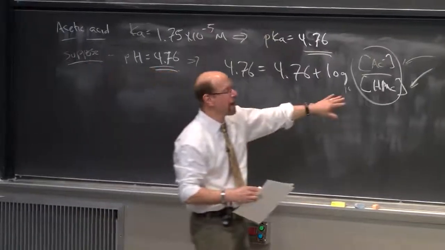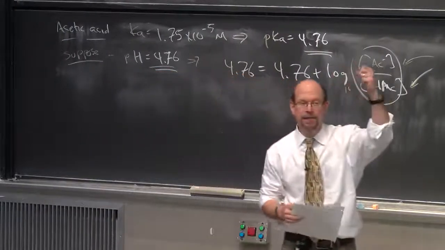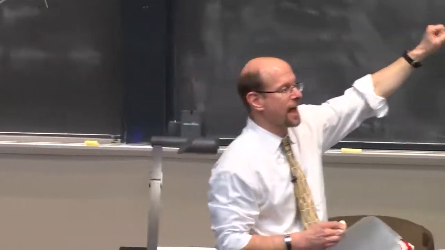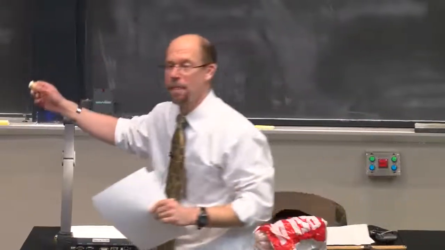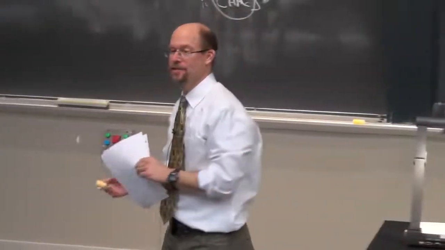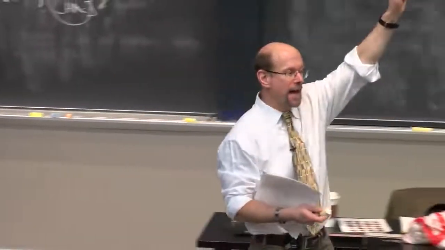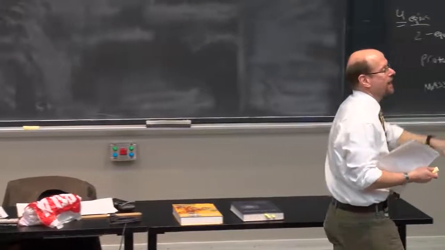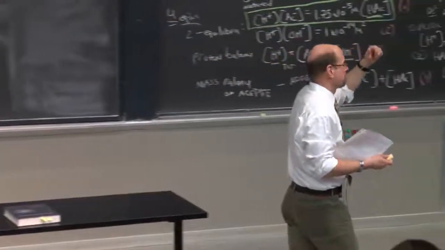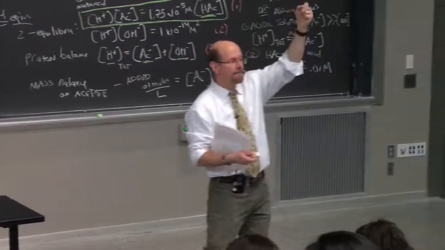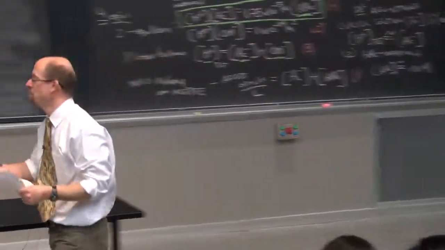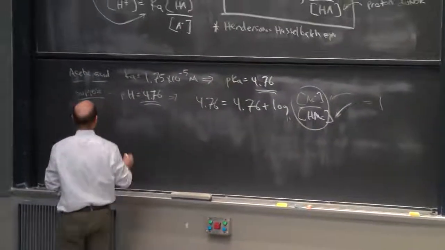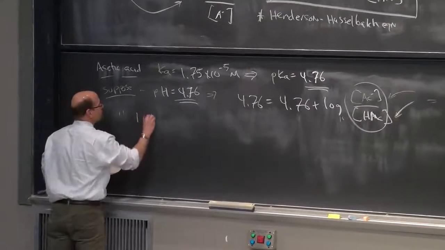So what this means is my solution of acetic acid at pH 4.76 has an equal amount of the undissociated acetic acid and the acetate anion. If the total amount of acetic acid in the solution is 1 molar, then I have half a molar of acetic acid and half a molar of the acetate anion. If the solution is 10 millimolar, then I have 5 millimolar of the undissociated acid and 5 millimolar of the acetate anion.